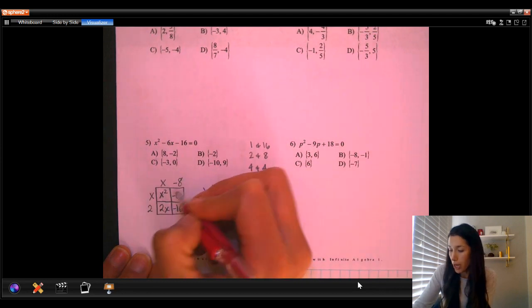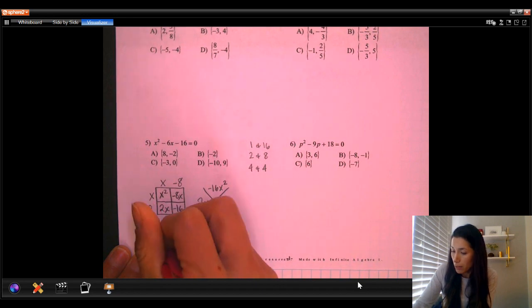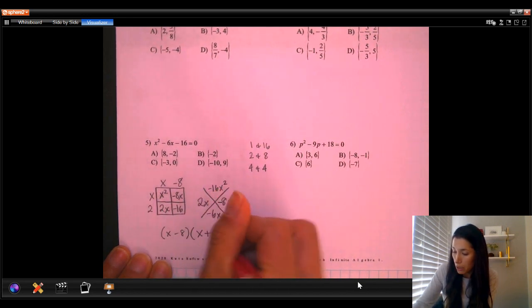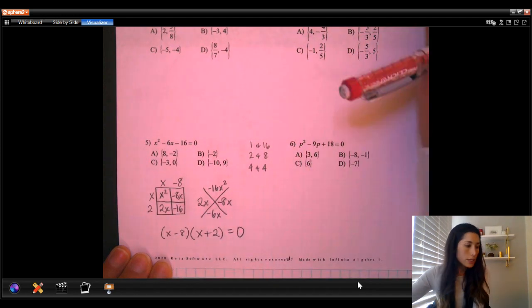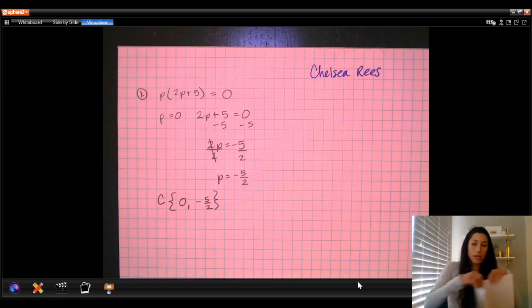And then we can just double check. Negative 8 times 2 gives us the negative 16. So then we could write this as (x minus 8)(x plus 2) equals 0. And then you're going to take each of these parts: x minus 8, set it equal to 0. Same thing here: x plus 2, set it equal to 0. You're going to do that for question 6. Let's look at the next page, question 7.